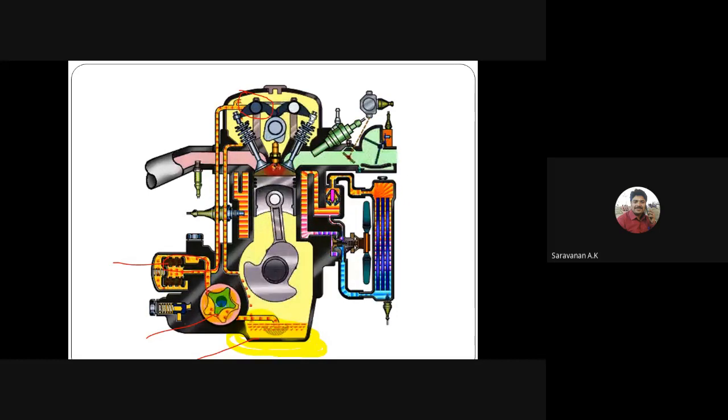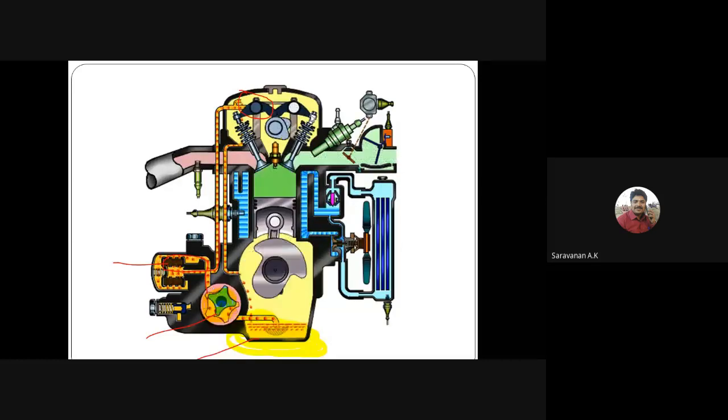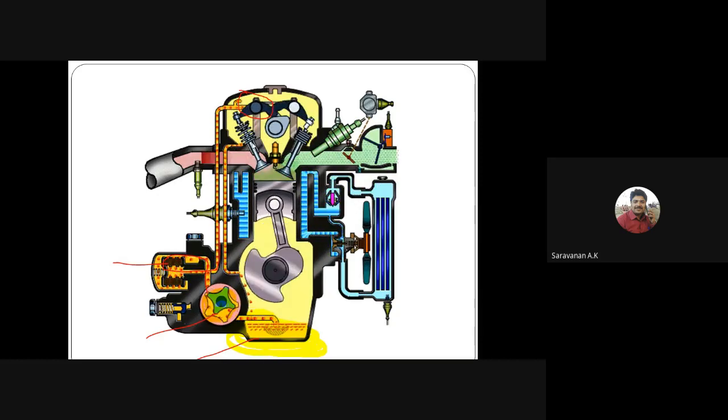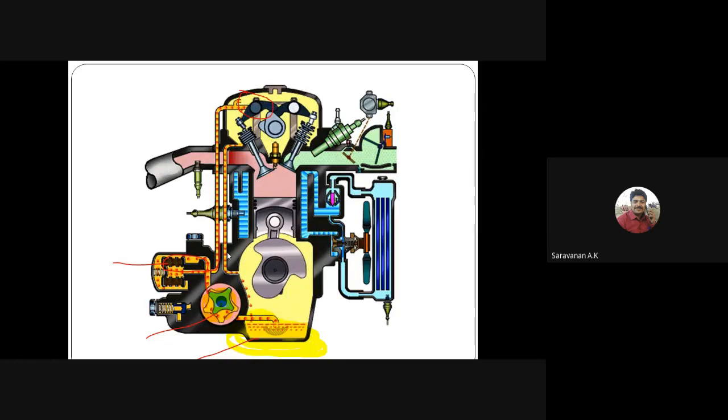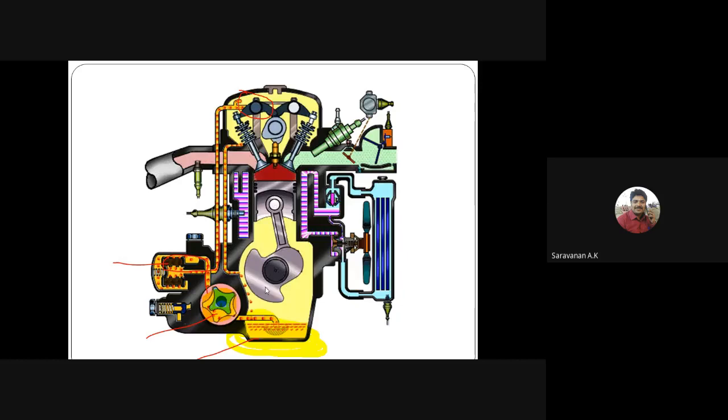So we have to supply the lubricant to the rocker arm, and the lubricant will be passing through the springs. These valves have springs, and the lubricant comes to the spring and the valve. Then the lubricant will be passing through the crankcase. In the crankcase there is the crank rotation, the crankshaft, which will be connected by the connecting rod and the piston.